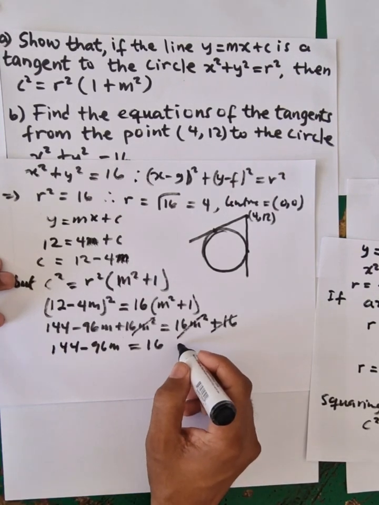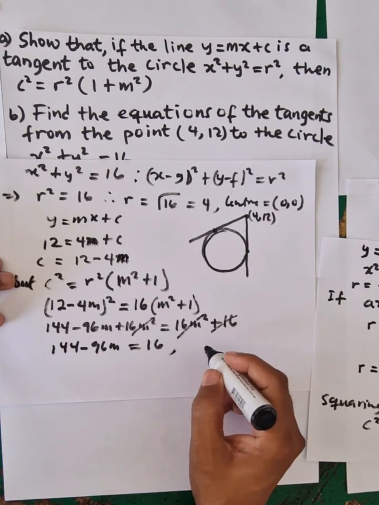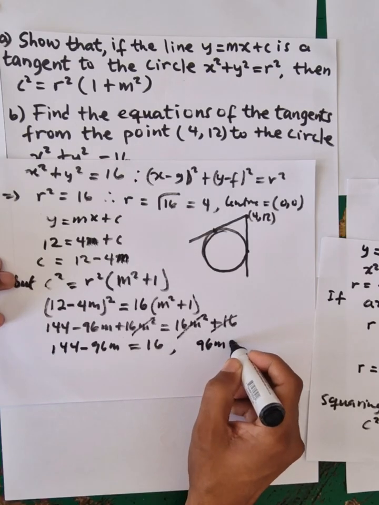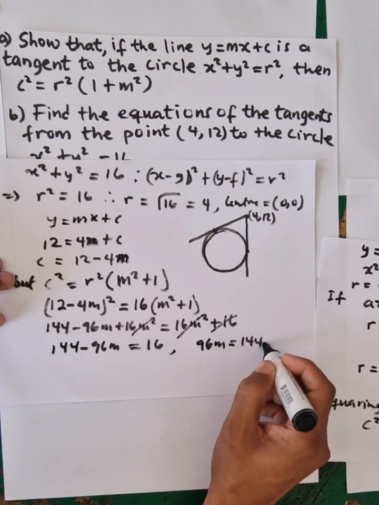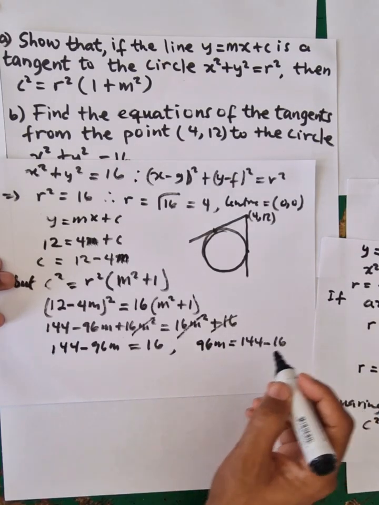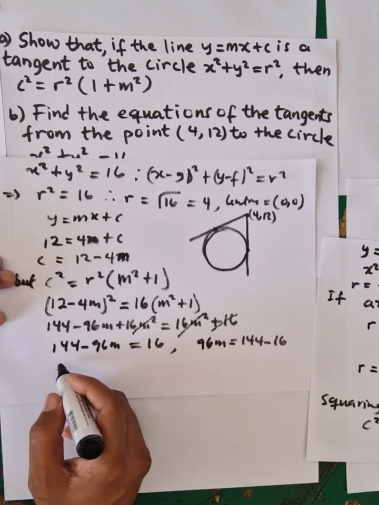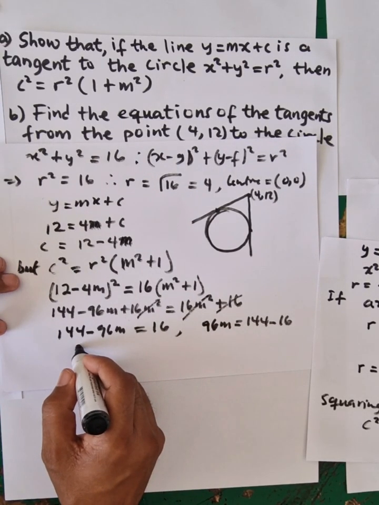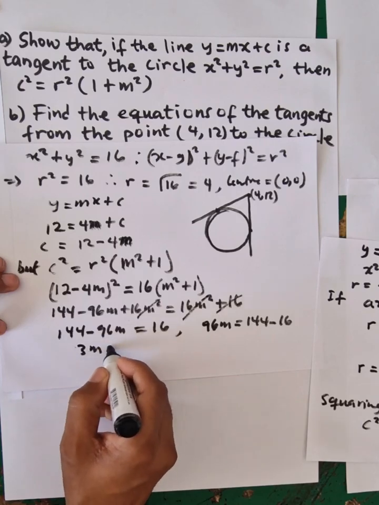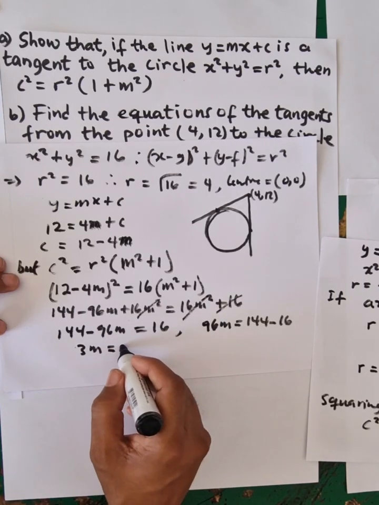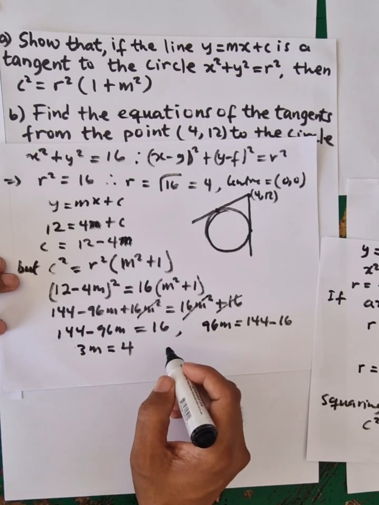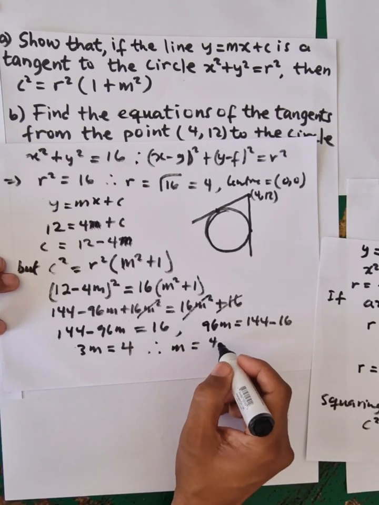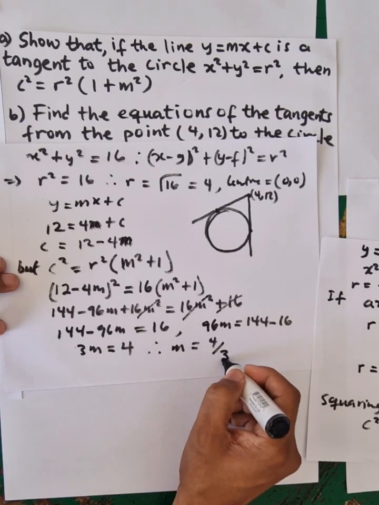When we rearrange this equation, we are going to have 96m is equal to 144 minus 16, or we are going to have 3m is equal to 4. Therefore, m is equal to 4 on 3.